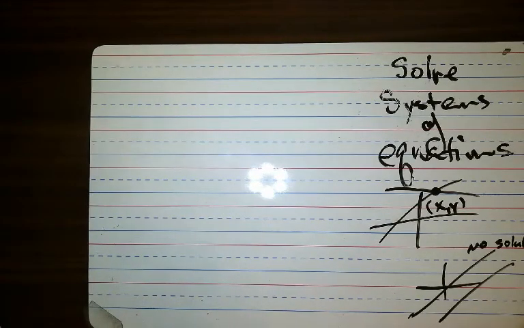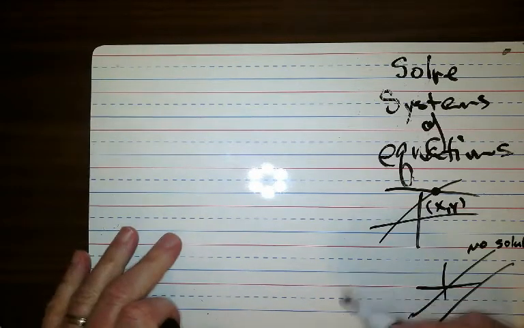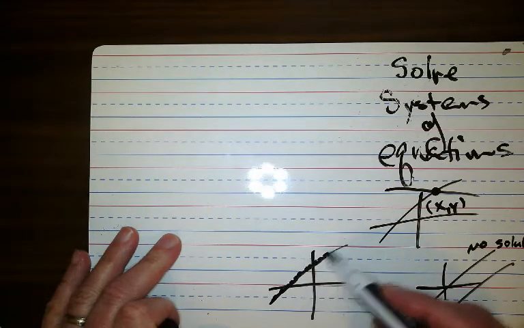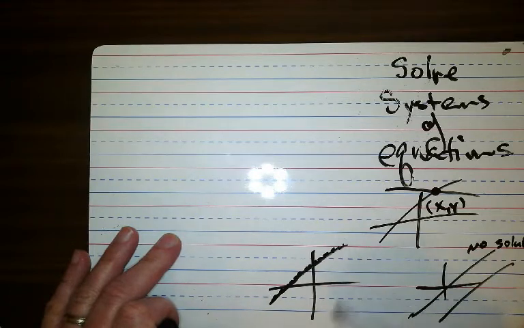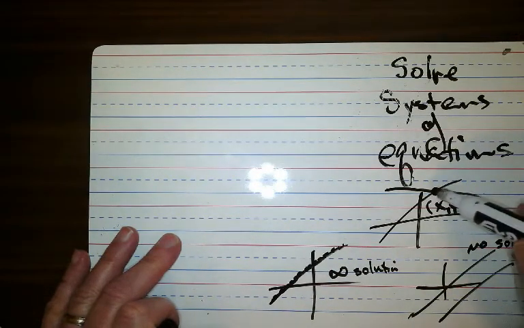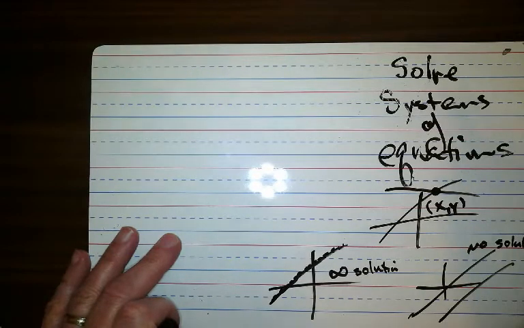Oh, there's one other thing that could happen. One other thing I forgot. What if one line was right on top of the other line? Well, then there would be infinite solutions. How come? Because remember, the answer to the question is the place where the two lines touch. Well, if the two lines touch everywhere, then there's millions and millions of solutions, right?